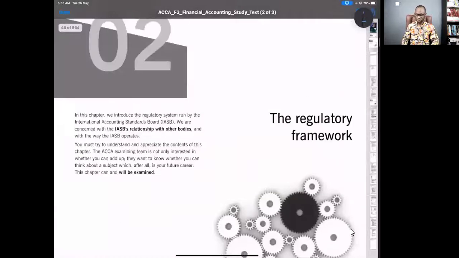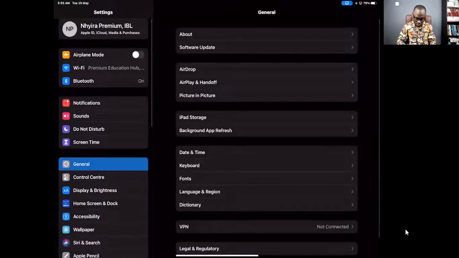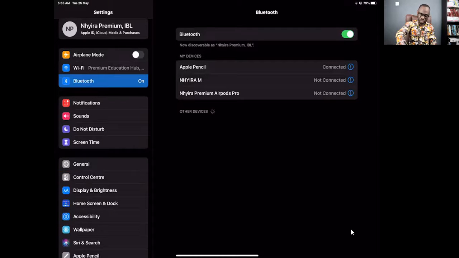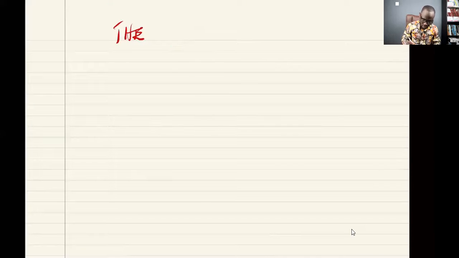So coming up. Okay, we good. So the regulatory framework, the regulatory framework. My pencil is messing me up again. Give me a moment. Let's see if I can pick it up from here. Okay, all right, we're good. So the regulatory framework.